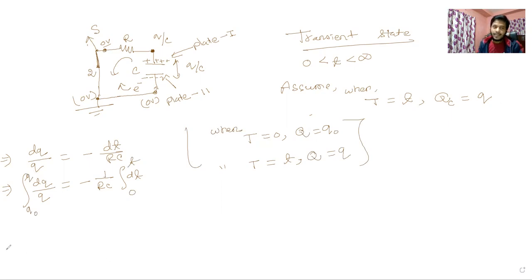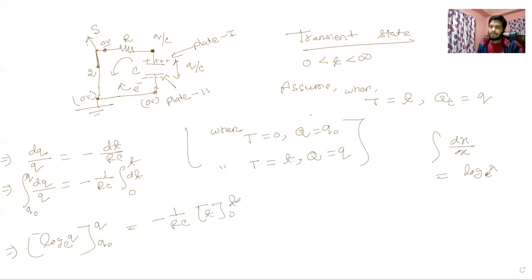Now, if you integrate this term, what will you get? The integration of dx by x is log e based x. So if you integrate dq by q, you will get log e based q with the limit. And if you integrate dt, you will get t, from 0 to t.